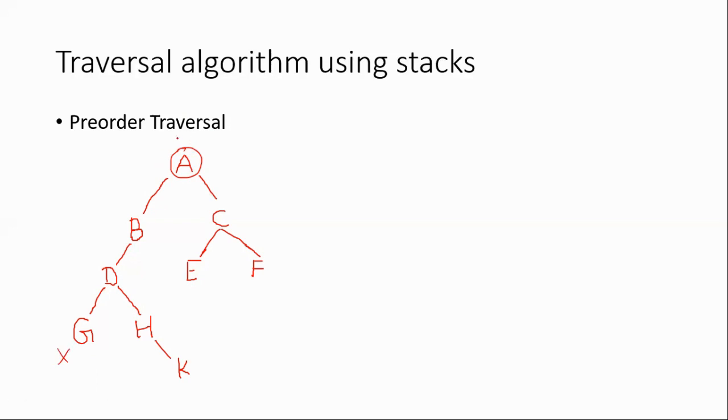As I told you, in a pre-order traversal the first node processed will be A. When I say processing, it can be anything: it may be printing the node value, or doing some other processing on the node value. Now let us discuss the pre-order traversal mechanism. The first one is the root node, so we process A.